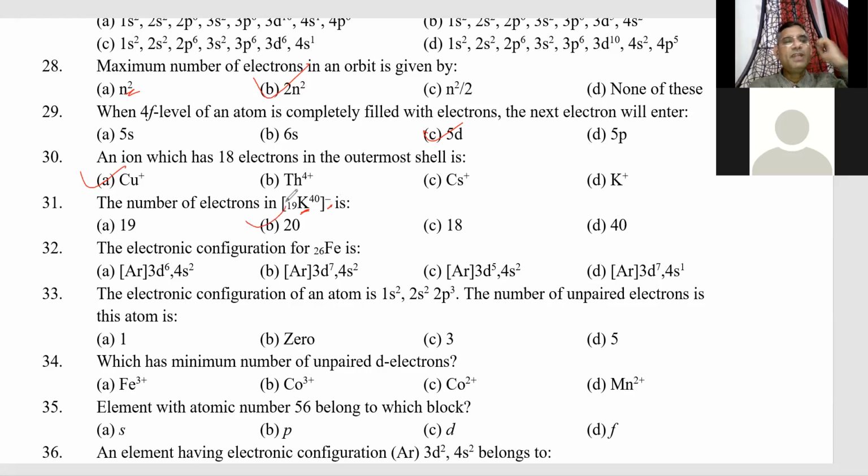What about the next one? Electronic configuration for Fe26 is, what will be the configuration of Fe? 4s2 3d6. Need not work. 1s2 2s2 2p3. How many unpaired electrons are there in this? How many unpaired electrons?